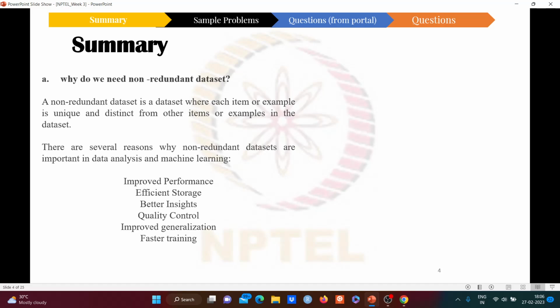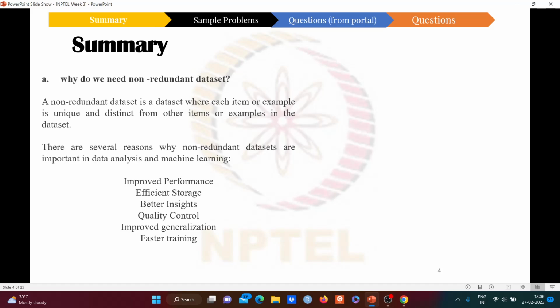Second is efficient storage. Redundant data takes up more space than necessary and can slow down the analysis process. By removing duplicates, the dataset becomes more compact and easier to work with.